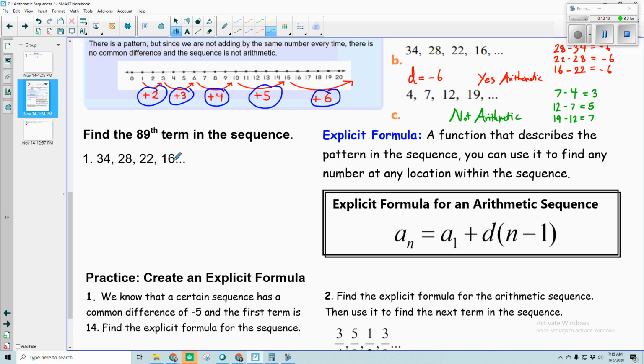Well, you could just do brute force and keep on subtracting, because we can see that the pattern for this one is that they just ended up subtracting by 6 to get from one number to the next. So they subtracted 6, subtracted 6. You could just keep on doing that until you got to the 89th term. It would take you a very, very long time, but you could do it. Here is a shortcut instead of doing it that way.